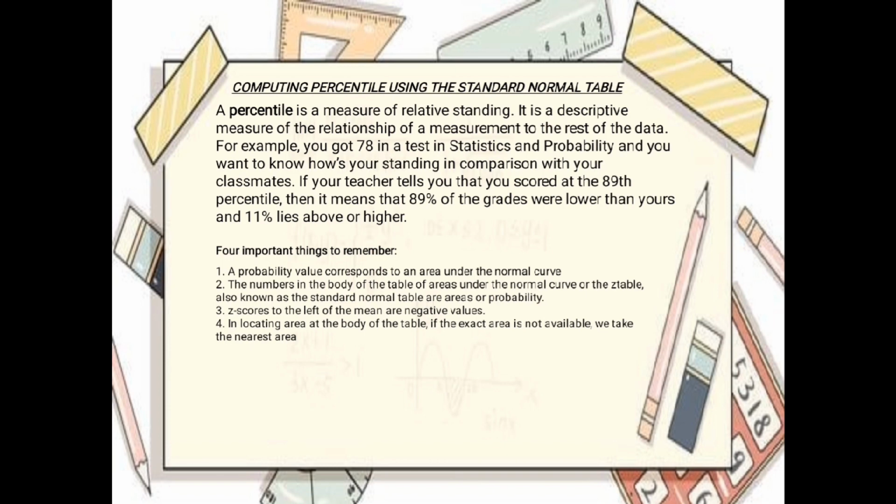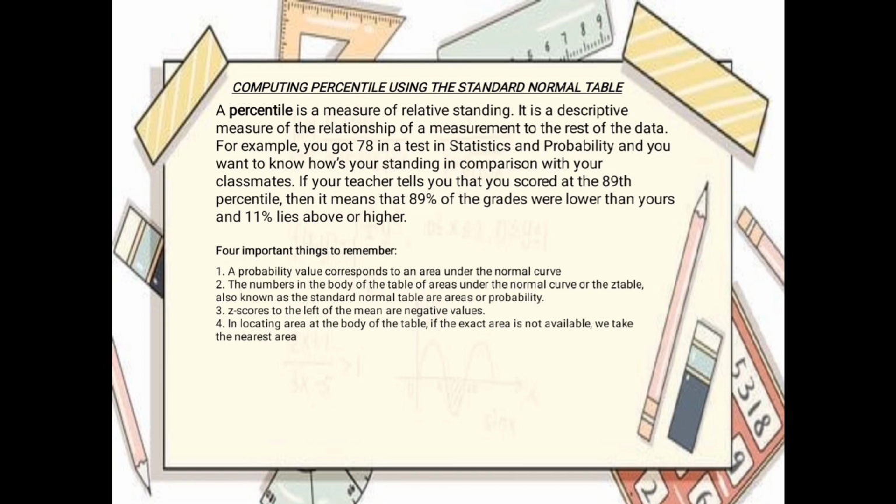Here's another topic. Computing percentile using the standard normal table. A percentile is a measure of relative standing. It is a descriptive measure of the relationship of a measurement to the rest of the data. For example, you got 78 in a test in statistics and probability, and you want to know your standing in comparison with your classmates. If your teacher tells you that you scored at the 89th percentile, then it means that 89% of the grades were lower than yours and 11% lies above or higher.